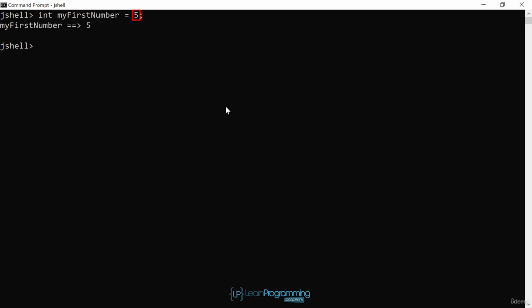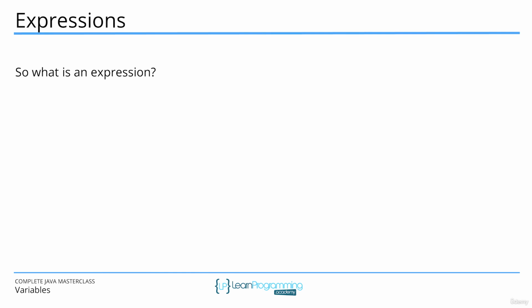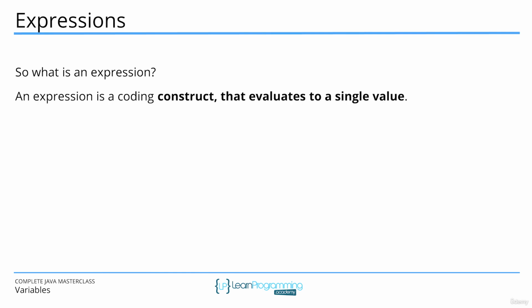The part of the statement that follows the equals sign is known as an expression in Java. And we will be using expressions a lot as we go through the course. So what is an expression? An expression is a coding construct that evaluates to a single value. We won't go into a deep discussion of that now because we've got upcoming videos where we'll talk about that in a lot more detail.